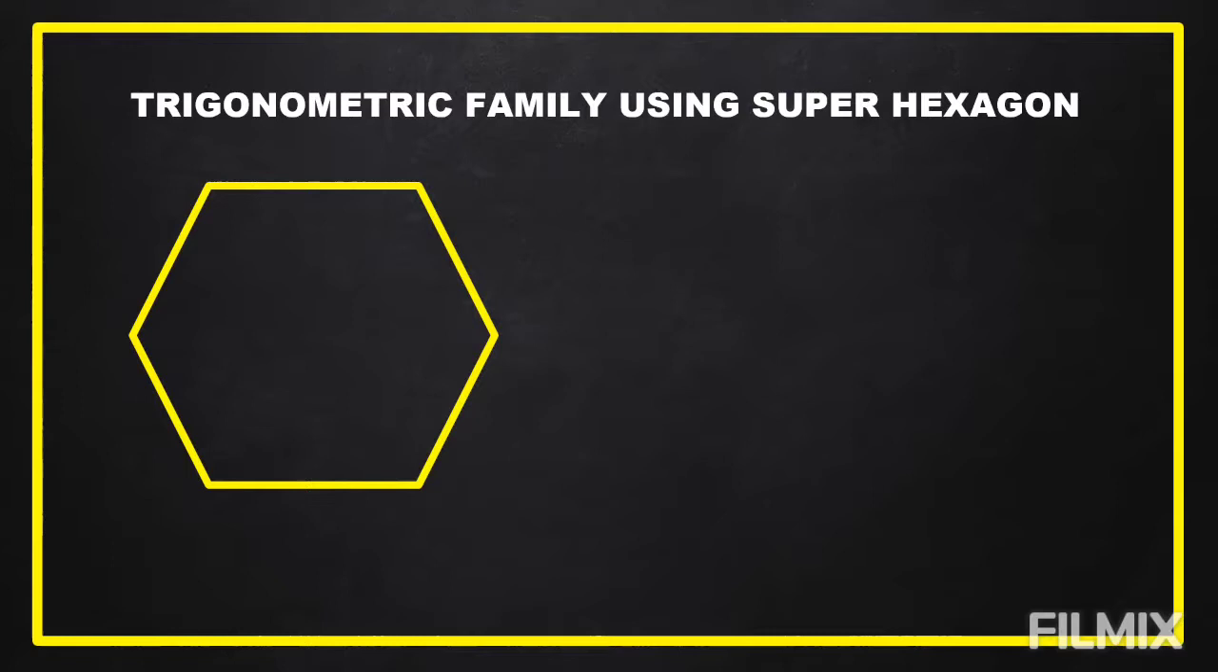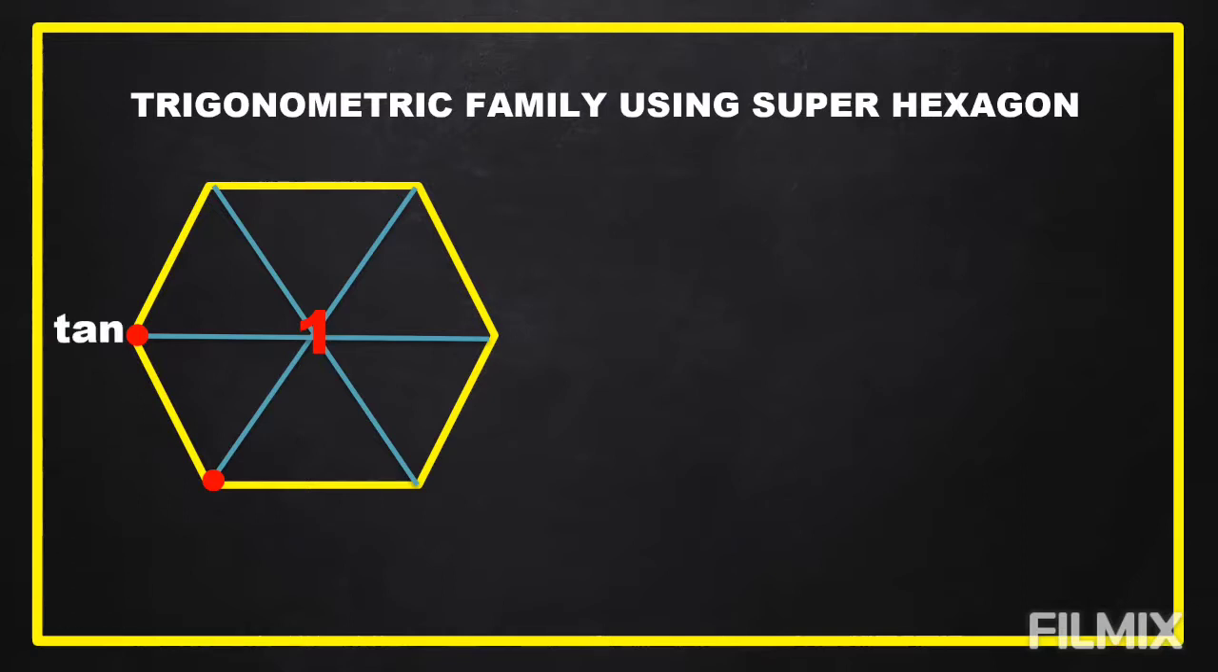This is our hexagon. All we have to do is connect all the vertices using 3 diagonals, and put one at the center. We start in this point and move clockwise and end in this point. Afterwards, we put the 6 trigonometric functions in the vertices. We just remember one important formula: tangent is equal to sine over cosine.